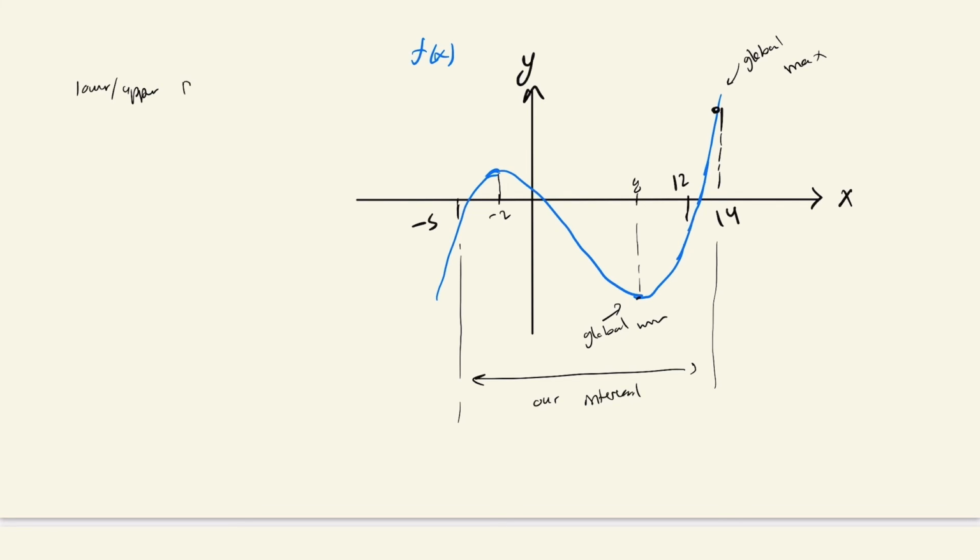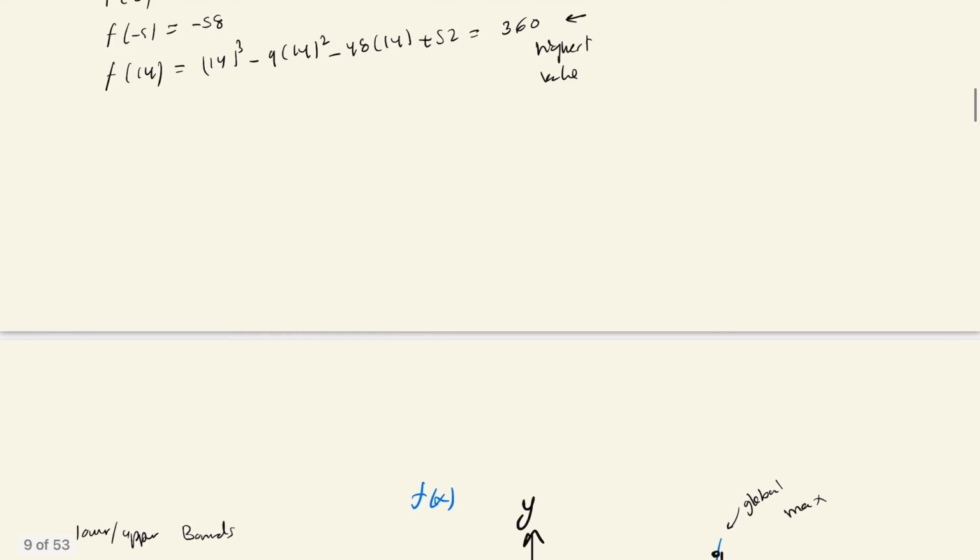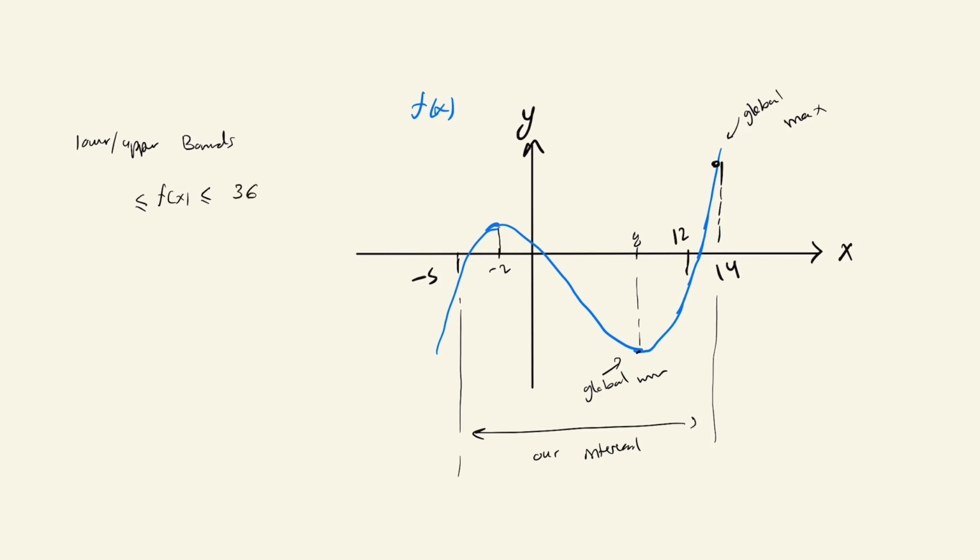Now what are the upper and lower bounds of the function f of x? Remember, it's going to be bound by the highest and lowest value, that's between the global maximum and global minimum values of the function. So that's going to be between 360 and minus 396.